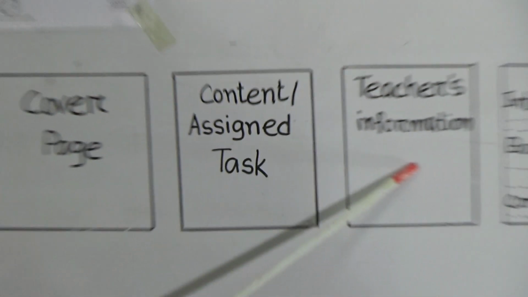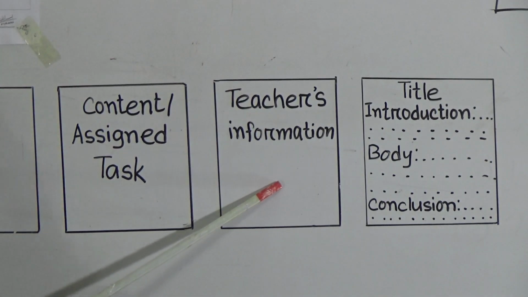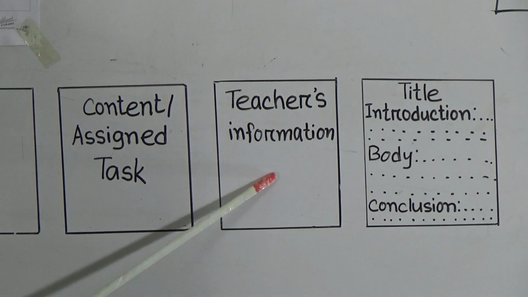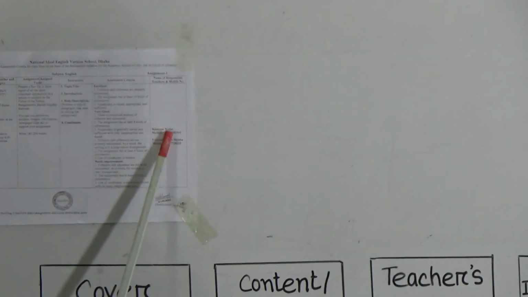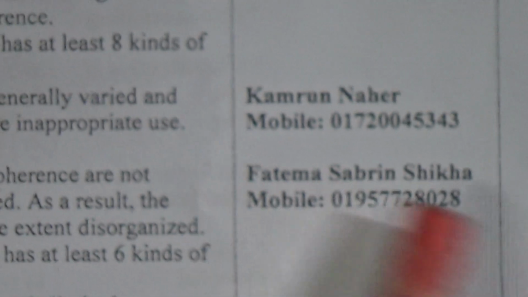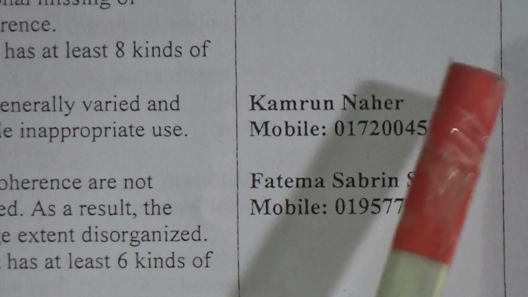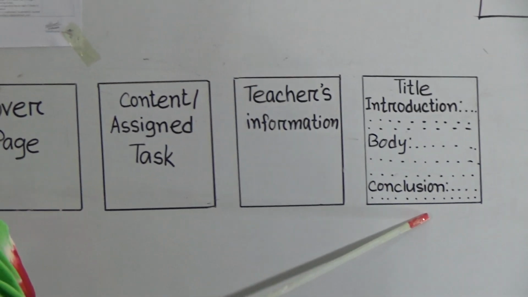And in the third page, you have to give the information of your teacher. Assignment means you must be under a teacher's influence, and under his or her influence you have to complete your assignment. So here look, you will be under your English teacher. Here Kamrun Nahar Miss is from day shift, and here myself Fatema Sabrin Shikha, I am from morning shift, and I have provided the teacher's name with phone number. So you have to provide the teacher's information in page 3, and from page 4 you will start writing your assignment.